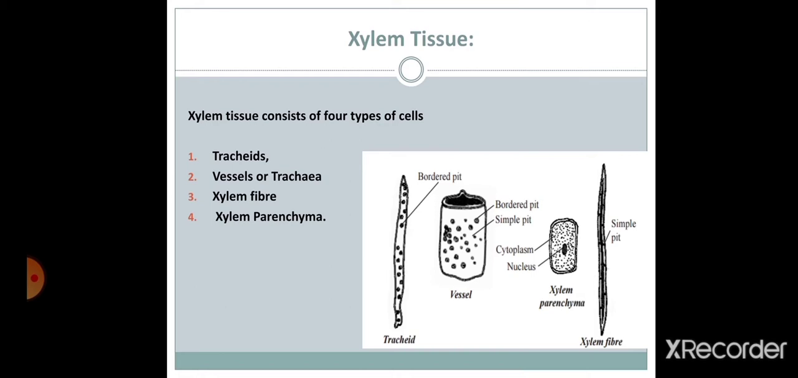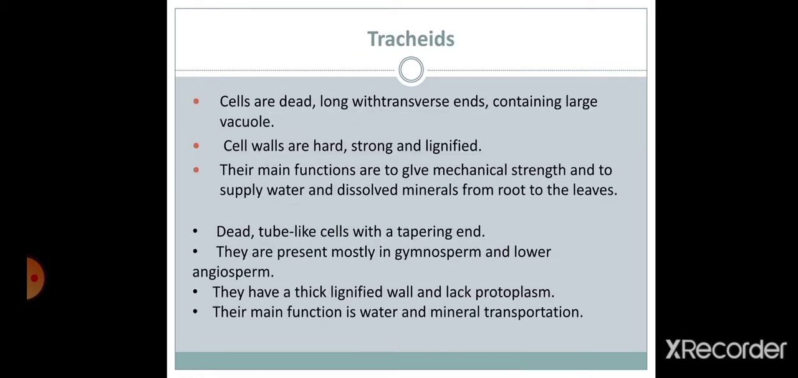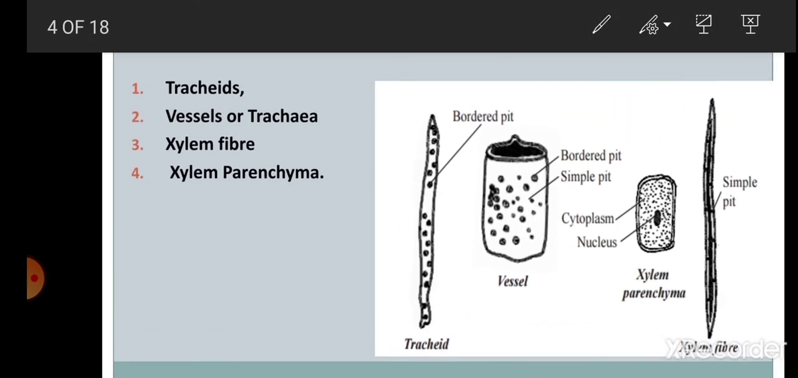The first one is tracheids. These tracheids are primitive water conducting cells found in pteridophytes, gymnosperms, and a few primitive angiosperms. Coming to the origin, tracheids originate from the row of meristematic cells of procambium and the vascular cambium. So you can see the structure of the tracheid here.